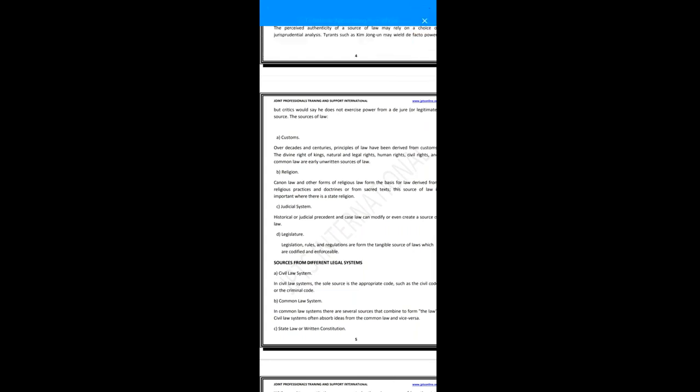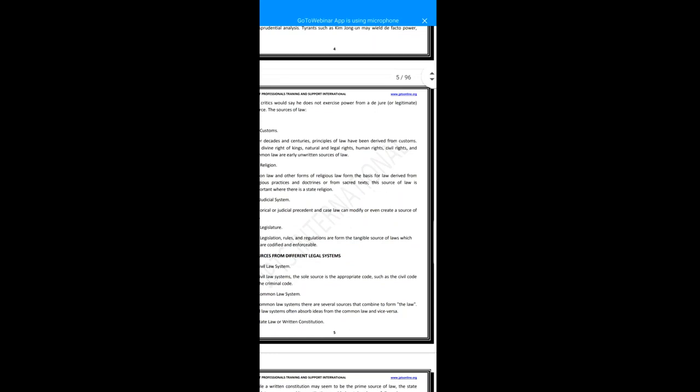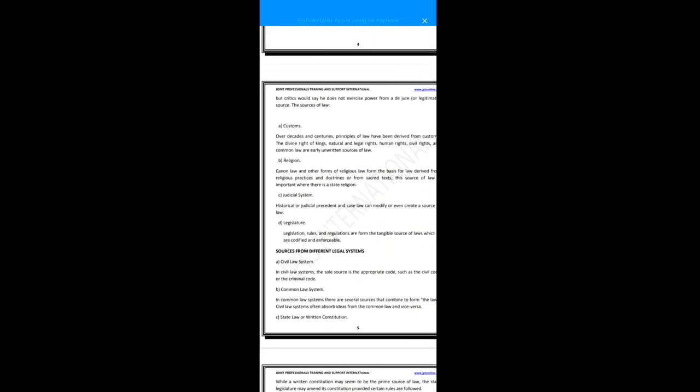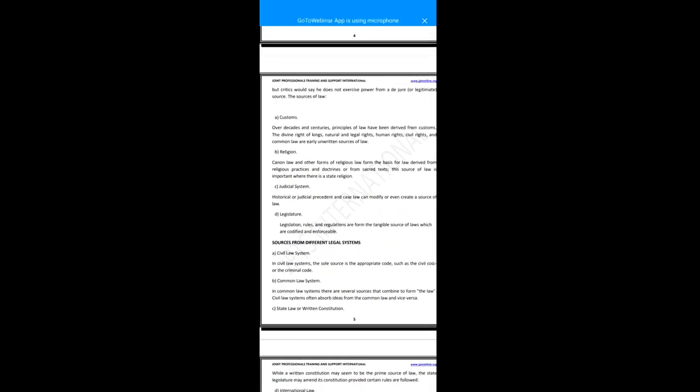We also have religion. Canon law and other forms of religious law form the basis for law derived from religious practice and doctrines, or from sacred texts. This source of law is important where there is a state religion. Law can also be derived from religion. Every community, every society, every nation has a set of religion they follow. So the law can also be derived from the religion.